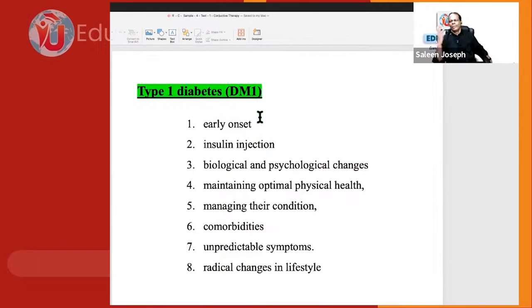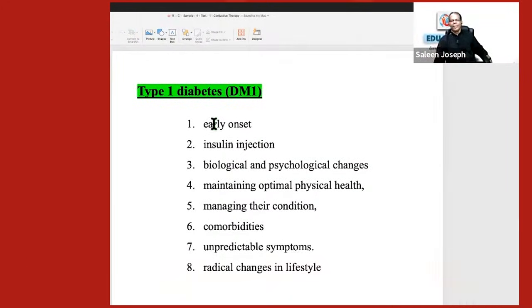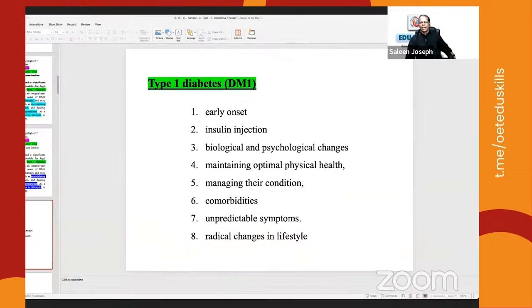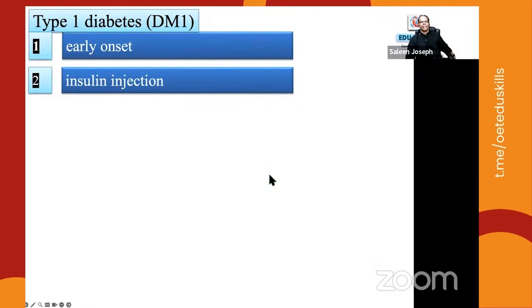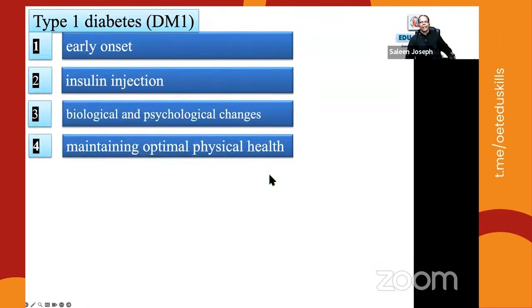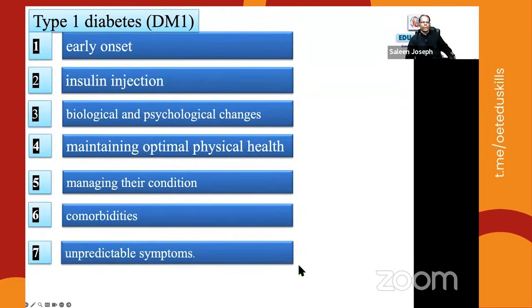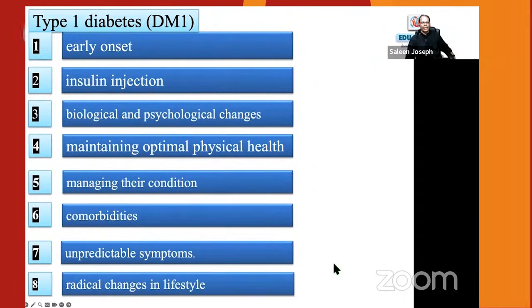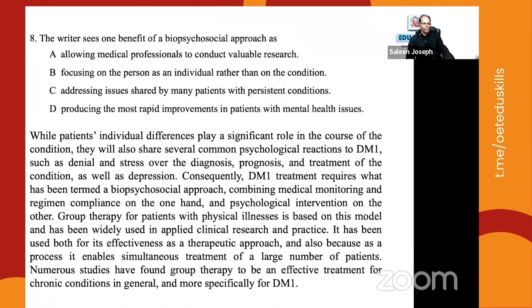You have to keep your visual like this. See, early onset type 1 diabetes, what happens? All the challenges are given one by one. Though it looks like a paragraph, it gives type 1 diabetes, early onset, then 2 insulin injection, 3 biological and psychological changes for maintaining optimal physical health, 5 managing their condition, 6 comorbidities, 7 unpredictable symptoms, 8 radical changes in lifestyle. All these are the disruptions in the patient's life. This is what we call the paragraph structure. This is how we have to write down and learn in the initial stages. Text 8, okay, question number 8.